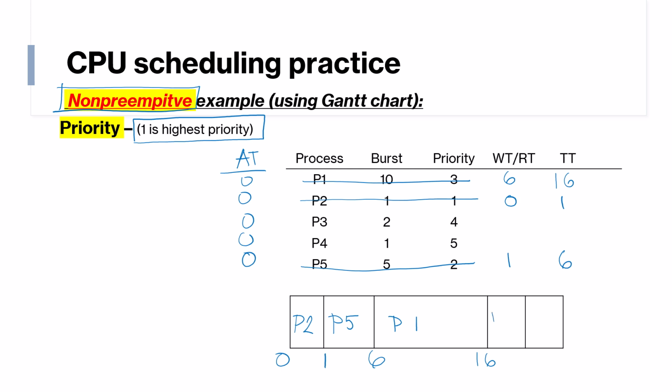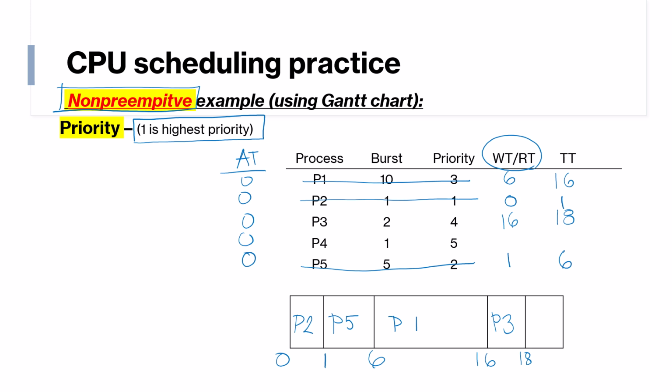Now we have P3. P3 has a CPU burst of 2 time units, so it will be on the CPU for 2 time units. It had to wait 16 time units to get the CPU and has a turnaround time of 18 time units. The reason that the wait time and the response time are the same is because they're only waiting 1 time. But later we will have exercises where you will see that the wait time and the response time will not be the same.